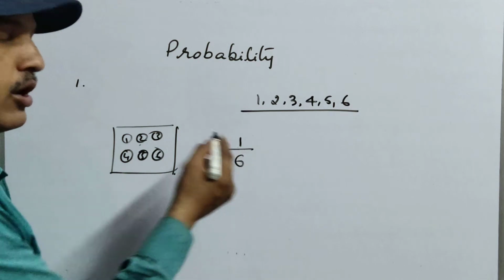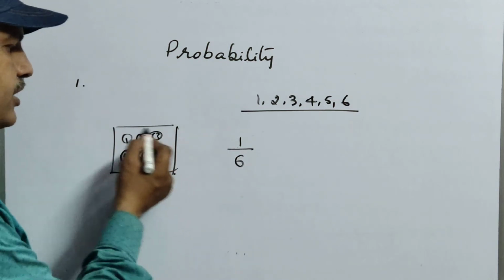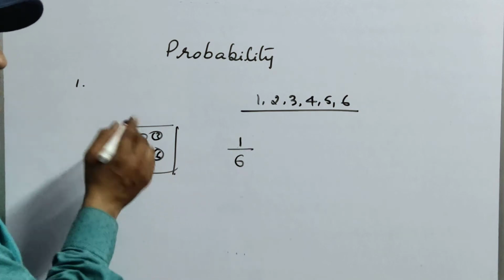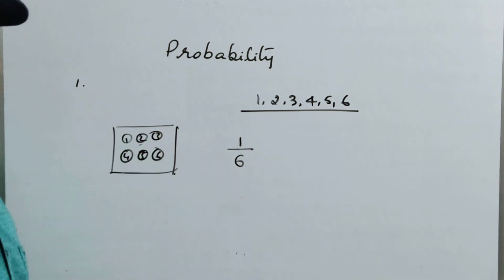So that's why 1. Out of how many? Out of the 6 marbles. So total number of marbles is 6. So 2 means only 1. So 1 by 6 is the answer.